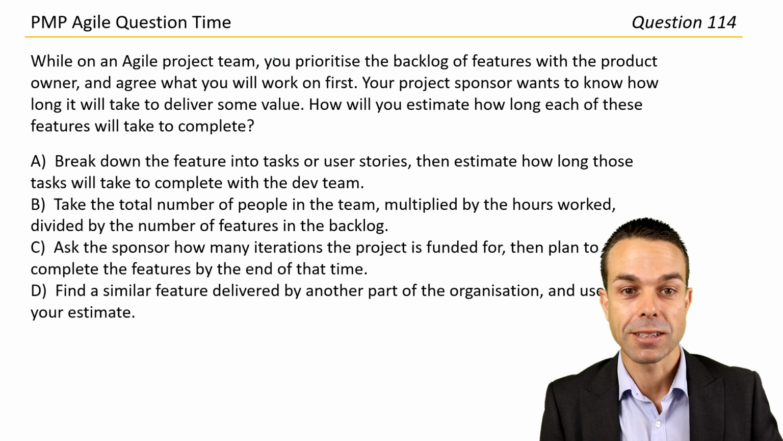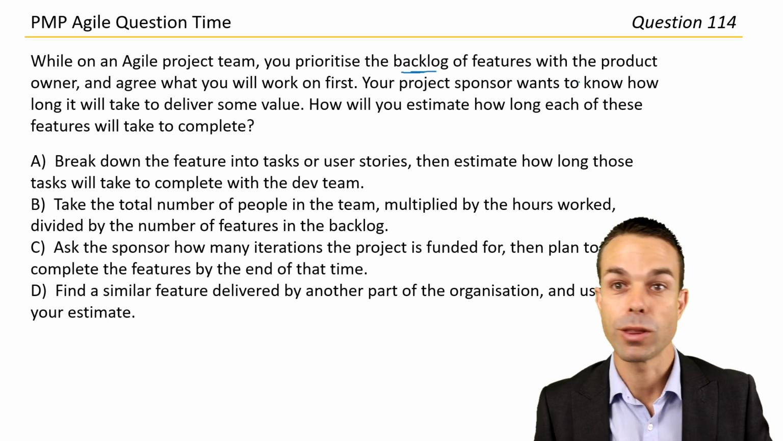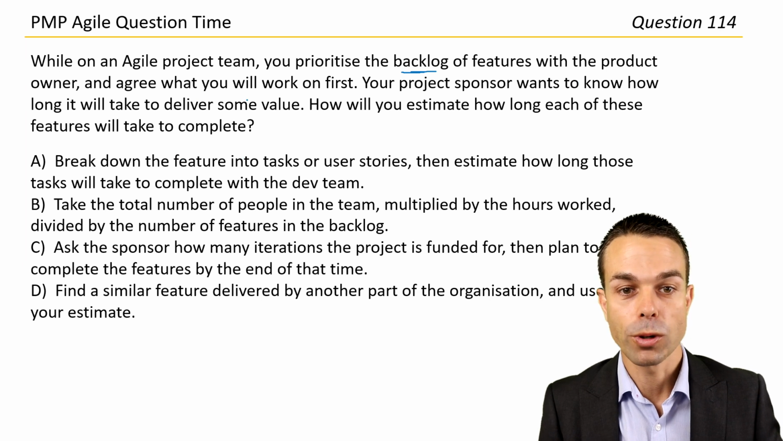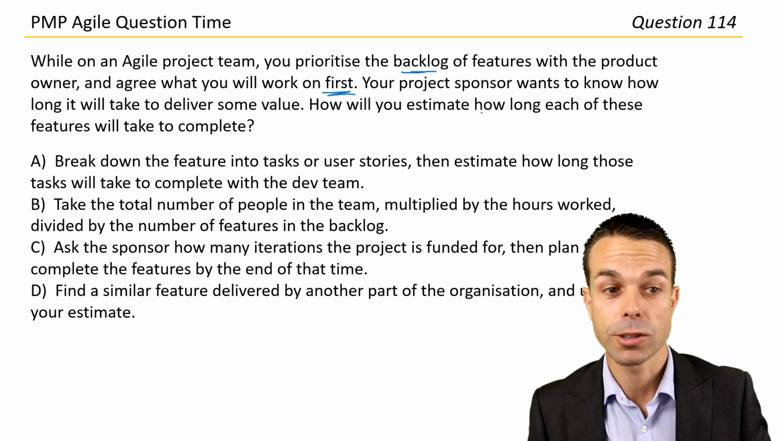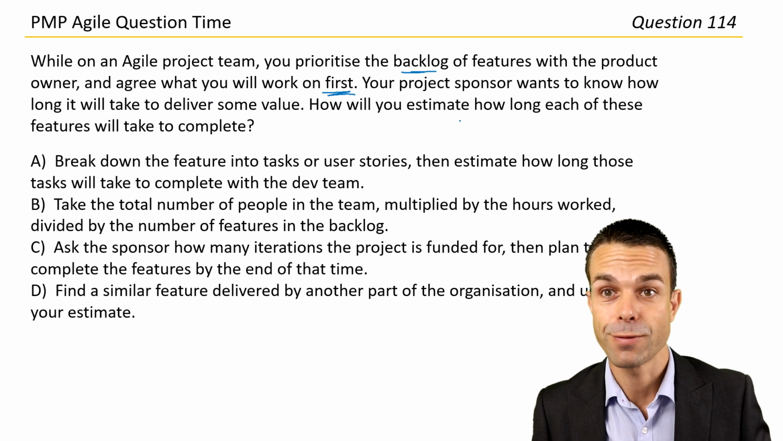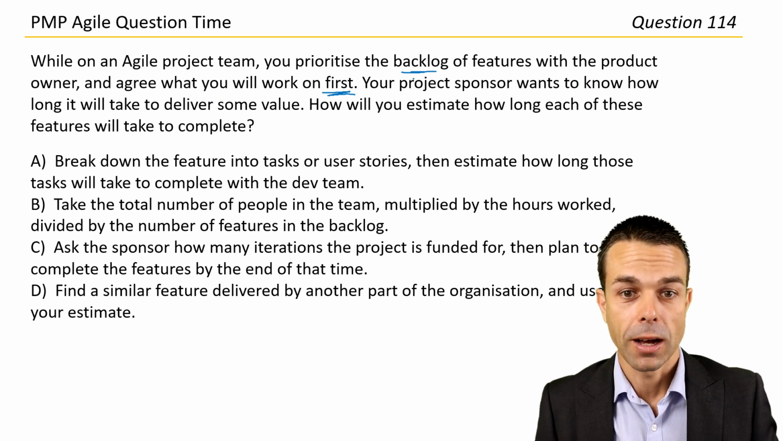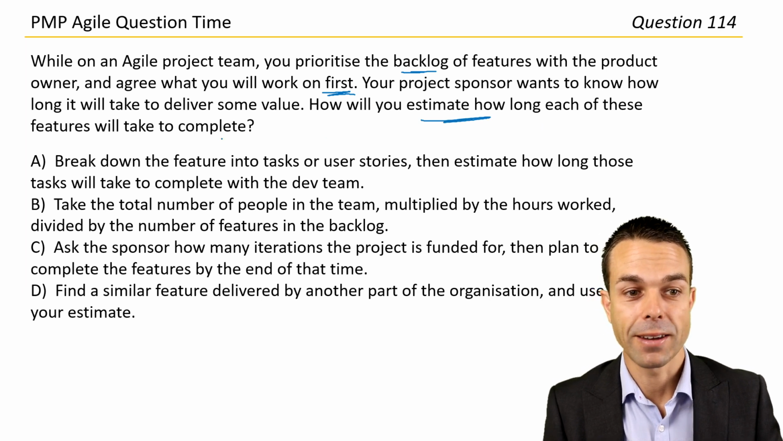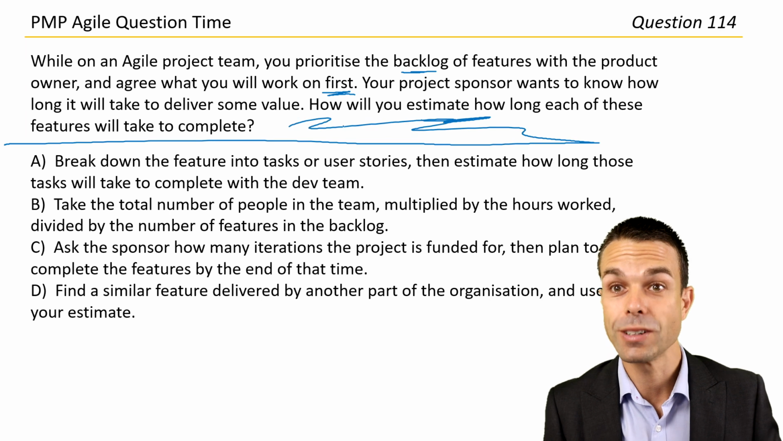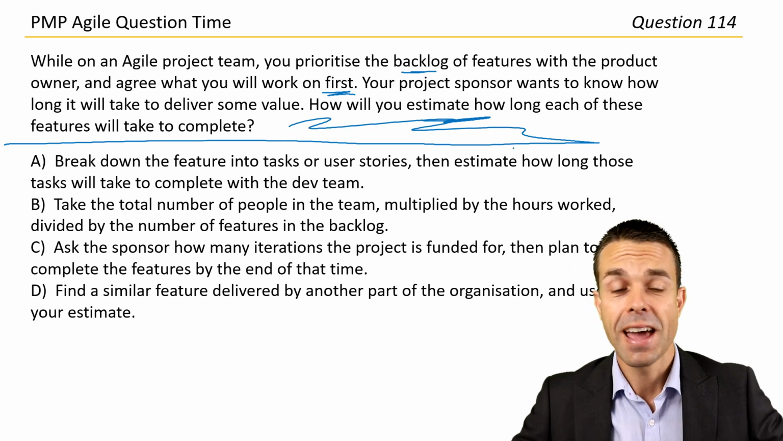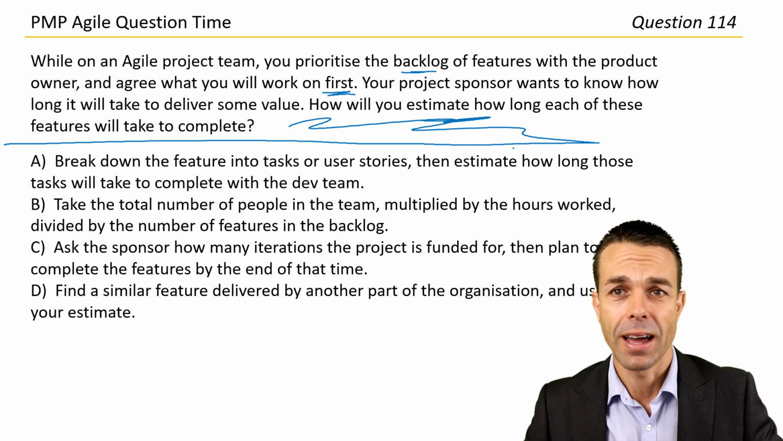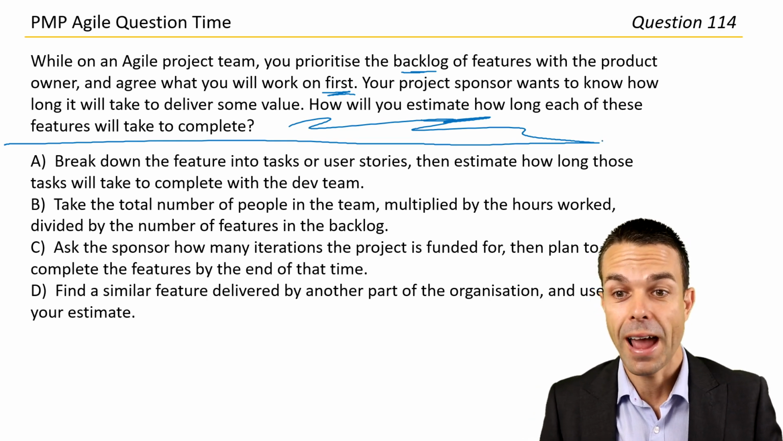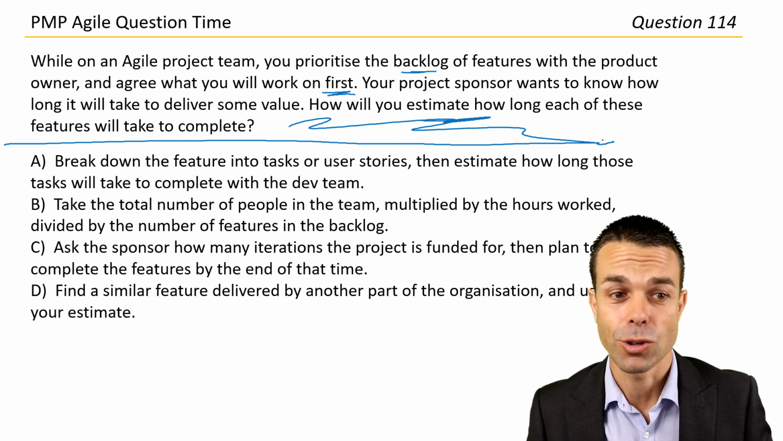While on an Agile project team, you prioritize the backlog of features with the product owner. That's really good practice to do. And agree what you will work on first. The project sponsor wants to know how long it will take to deliver some of this value. Oh, this is a really good question. How will you estimate how long each of these features will take to complete? And this is exactly the sort of thing that you will see on the exam. It's scenario based, and it's specifically about a problem in the real world where people are asking how long it's going to take to deliver value. And we have to come up with these answers. So this is really, really good.